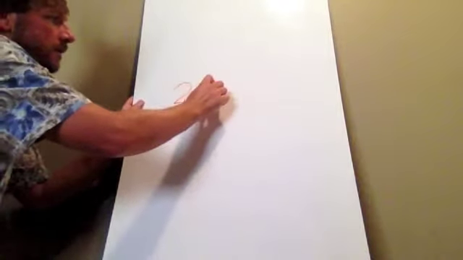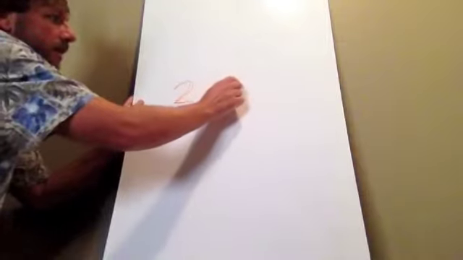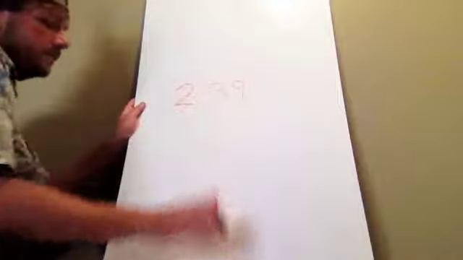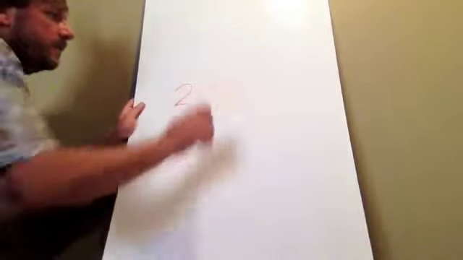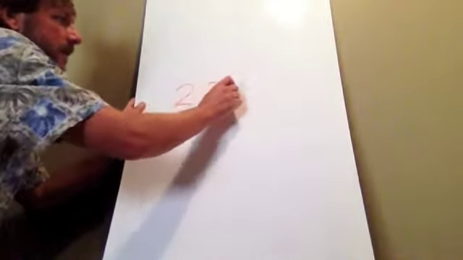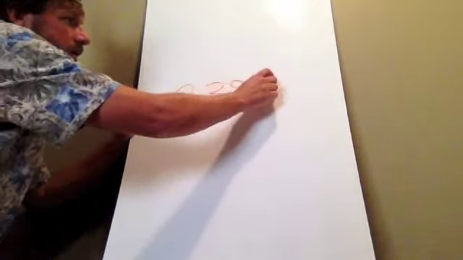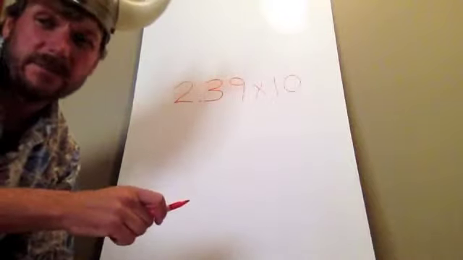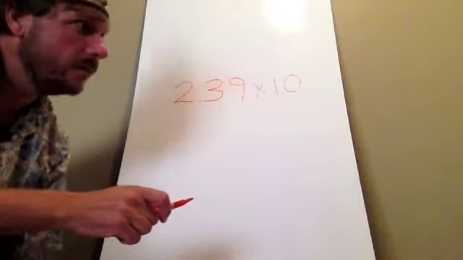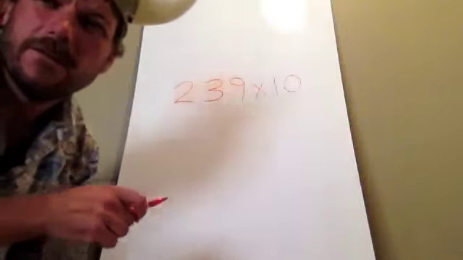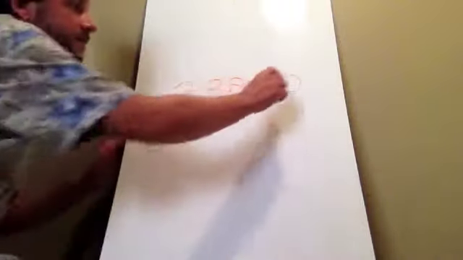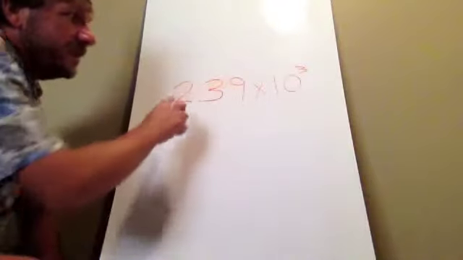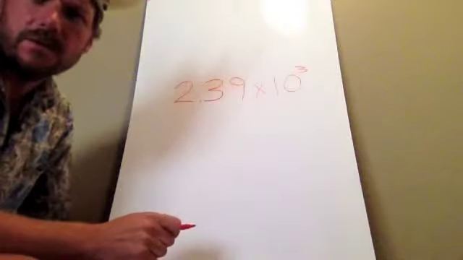2.39. Times 10 to what exponent? What exponent should we put on there? Let's put a 3. We'll put a 3 on there. How's that sound? So that means we need to add 3 zeros.